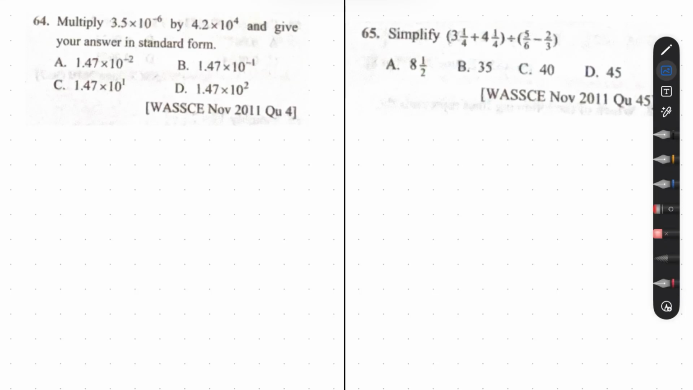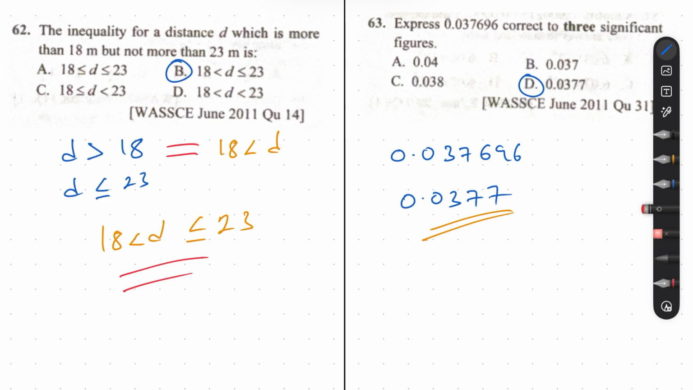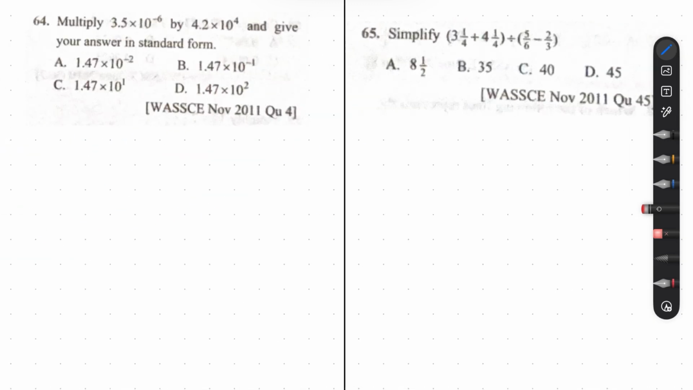Okay, welcome to the next session in this series. In the previous session, we ended on question number 63. So here we're starting with question number 64. The question says multiply this by this and give your answer in standard form. So without wasting much time, let's pull up our calculator and then solve that.